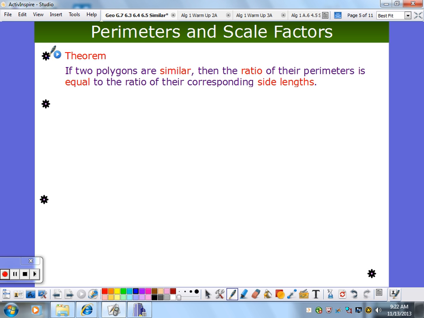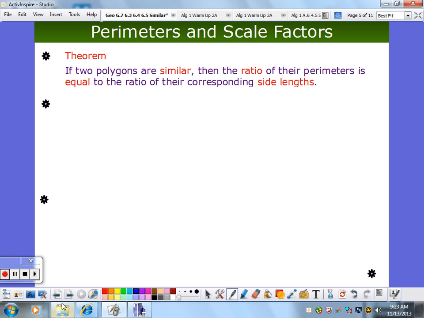Perimeters and scale factors. This is kind of a cool thing. We got a theorem here. I believe we're still on page 1 here, towards the bottom of page 1. If two polygons are similar, then the ratio of their perimeters, right? So you match up their perimeters, it's the same as the side length ratio. So that's kind of neat.